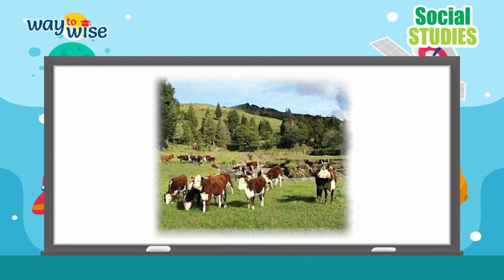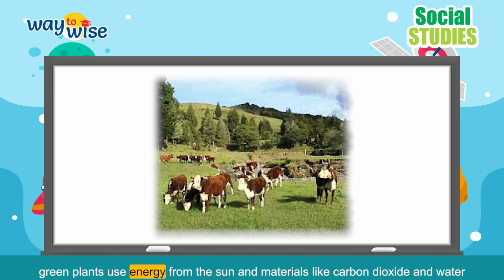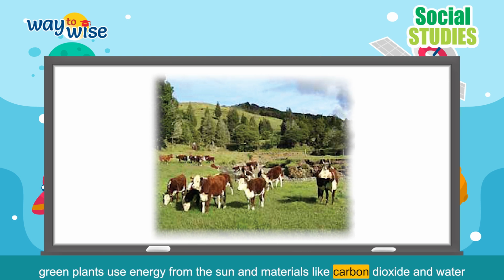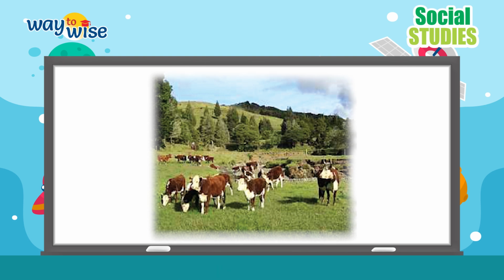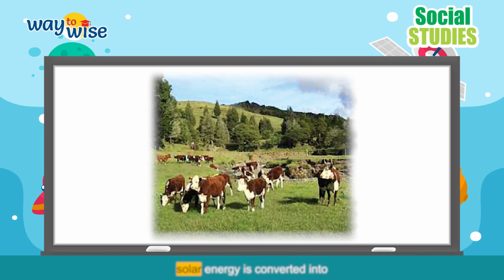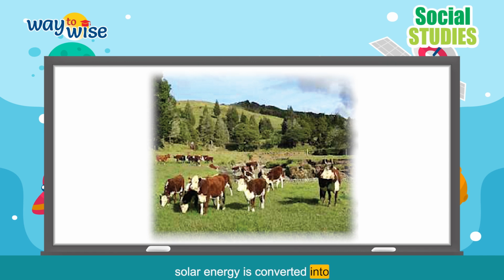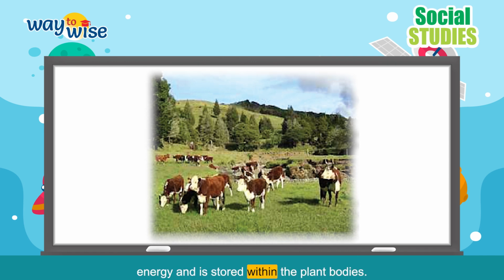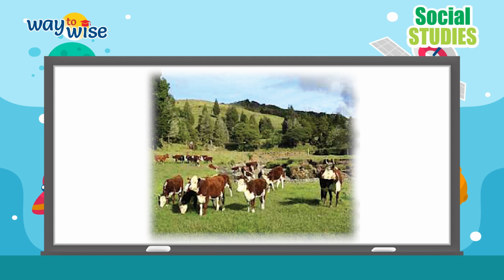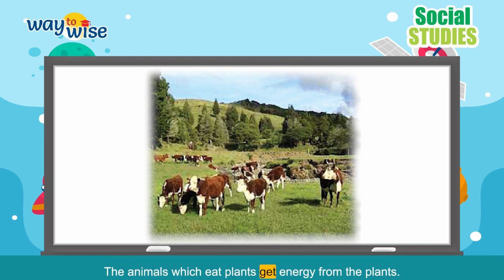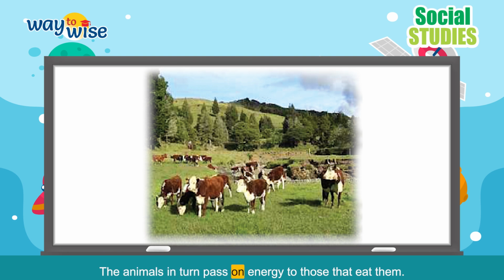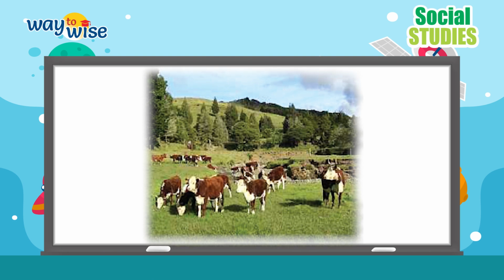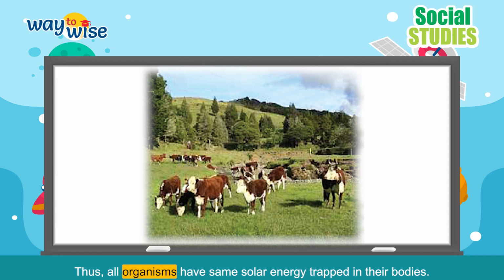During photosynthesis, green plants use energy from the sun and materials like carbon dioxide and water from the environment to produce food. In this process, solar energy is converted into chemical energy and is stored within the plant bodies. The animals which eat plants get energy from the plants. The animals in turn pass on energy to those that eat them. Thus, all organisms have some solar energy trapped in their bodies.